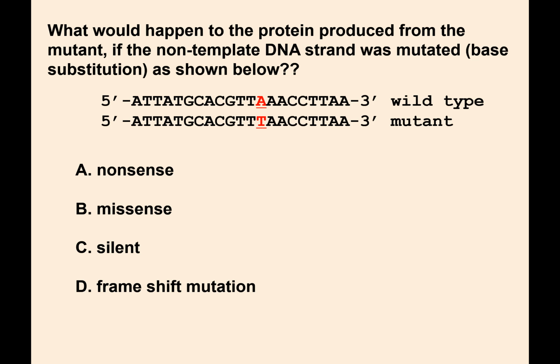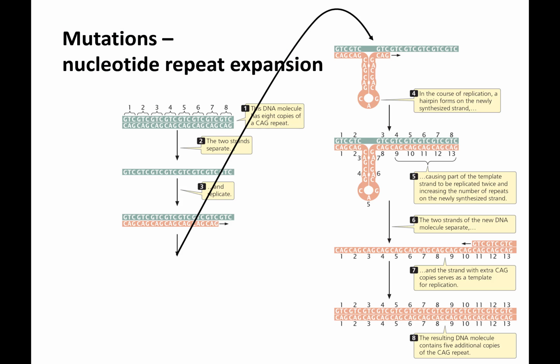What would happen with this one? Go ahead and pause the video. So now we have a UAA, which is a stop codon. So we call that a nonsense mutation. Okay. So practice some of those. You'll have a bunch on your recitation worksheet.